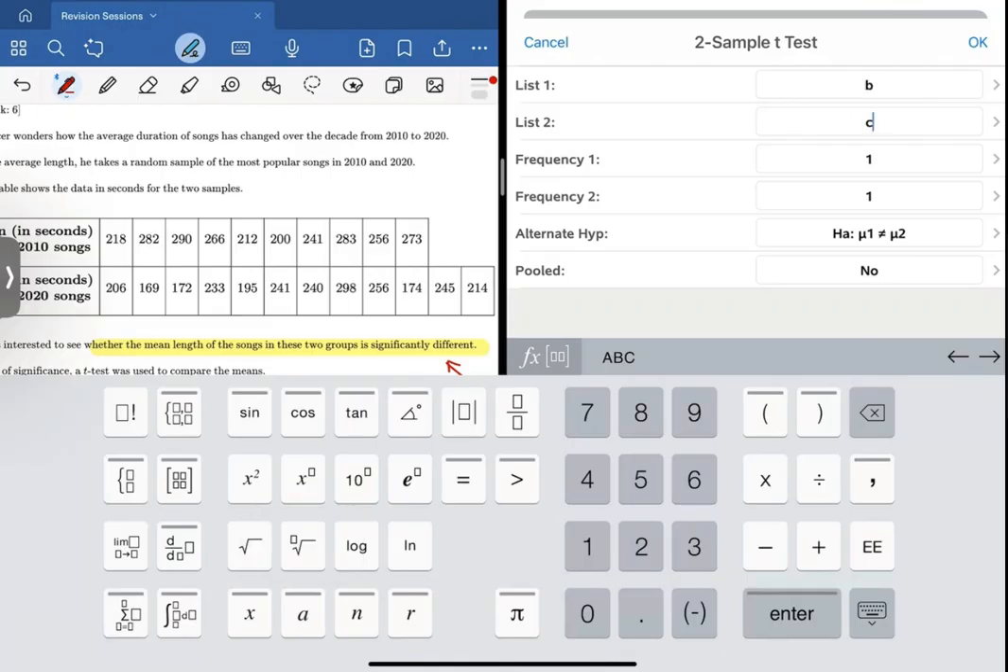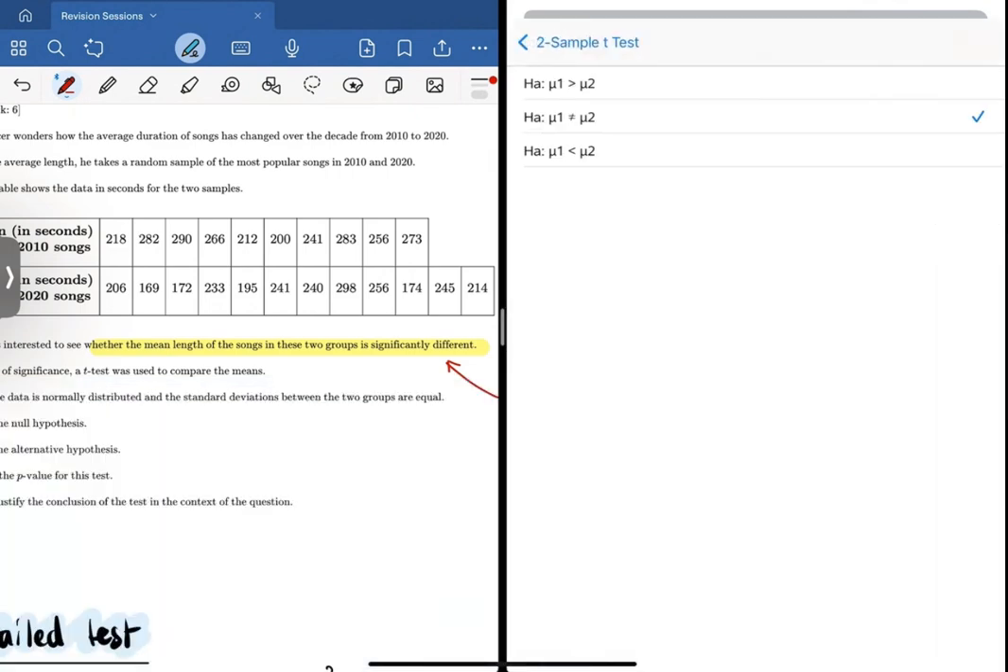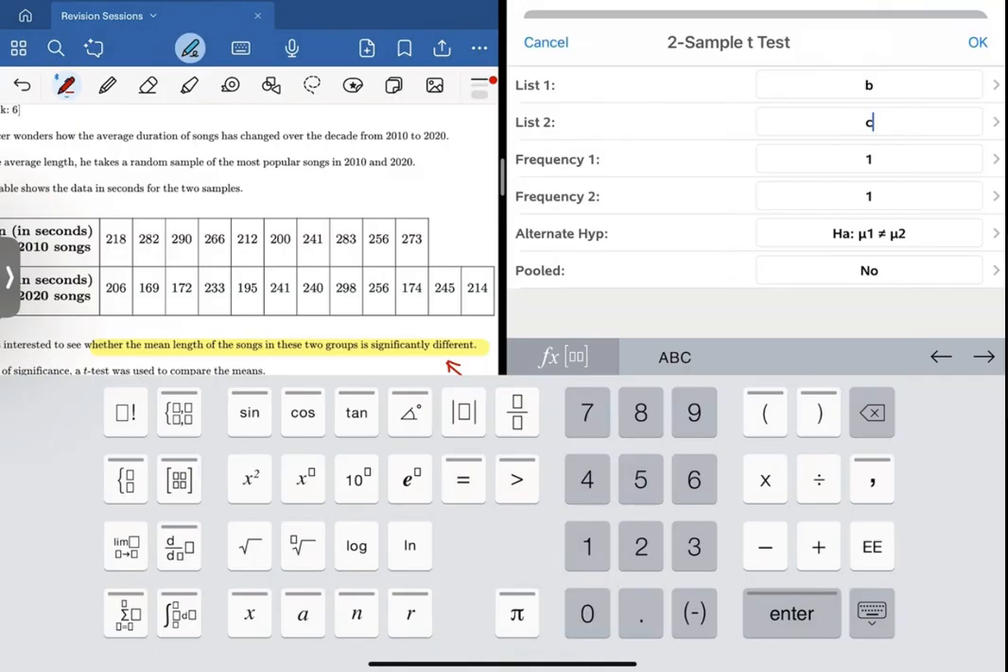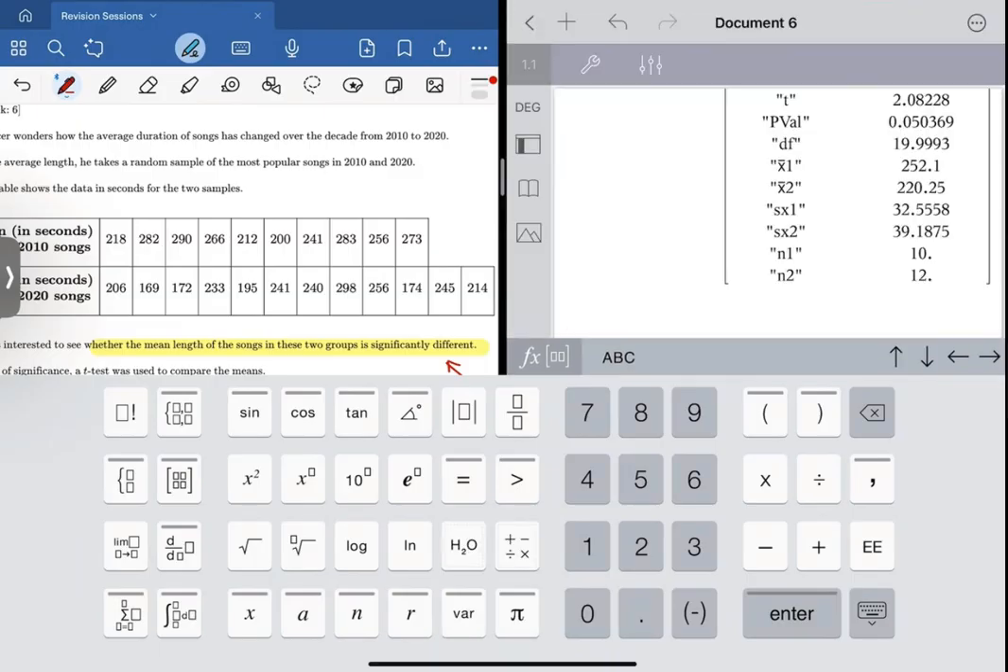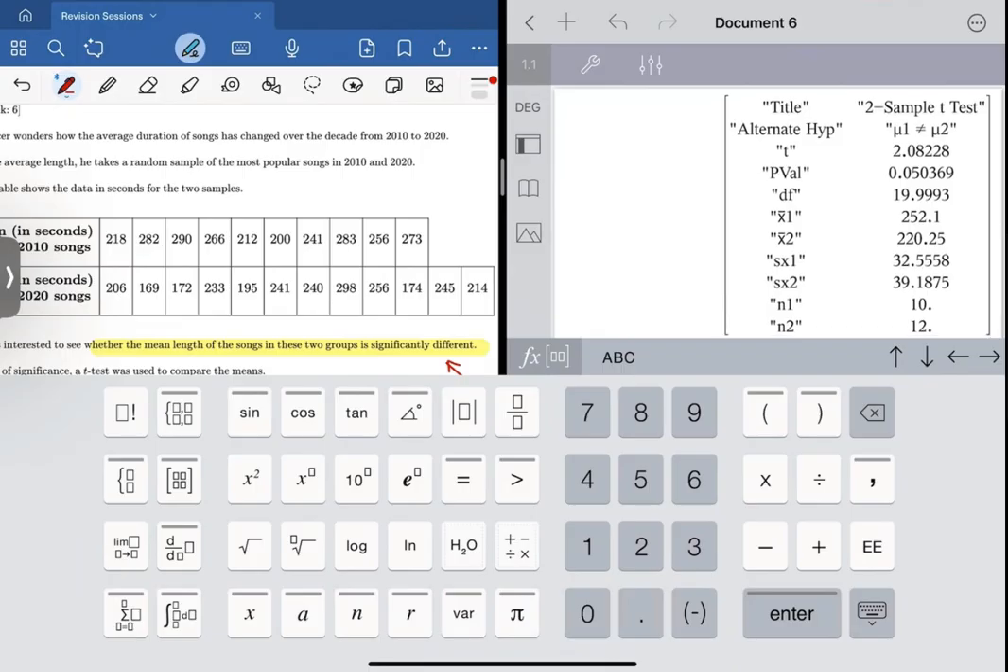I'm not going to change the frequencies, but the hypothesis, this is the really important part. I need to decide, am I doing a one-tailed or a two-tailed test? So I know I'm doing a two-tailed test. So I'm going to choose the alternative hypothesis that matches with my question. So we're not equal. The means are not equal. Pooled is always no, and we can hit OK.